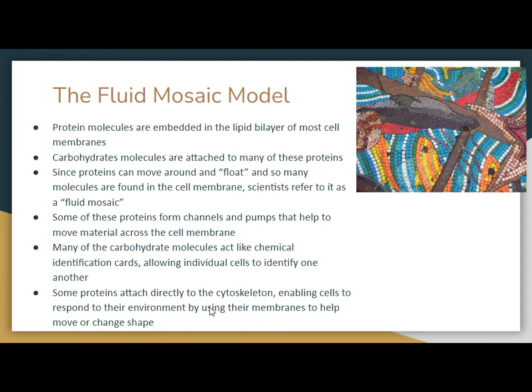And so some of these proteins form channels and pumps that help materials move across that membrane. Like I had said, there were processes that allow bigger things in and out. It's because these proteins and carbohydrates have formed these channels and pumps that will allow these bigger things to move through them. The carbohydrate molecules actually act like identification cards, ID cards that allow cells to identify each other. And then some proteins attach directly to the cytoskeleton, which allows the cell to respond to its environment by using its membrane to help move or change shape.